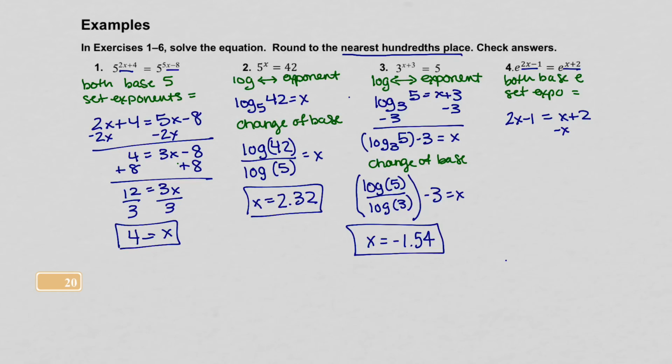Again, I'm going to gather my x's together on one side so that I have x minus 1 equals 2. And then I want to go ahead and isolate my x. So I have one single copy. x equals 3.